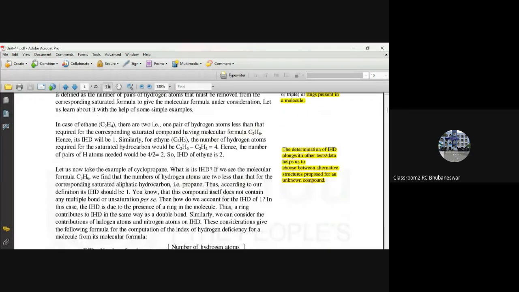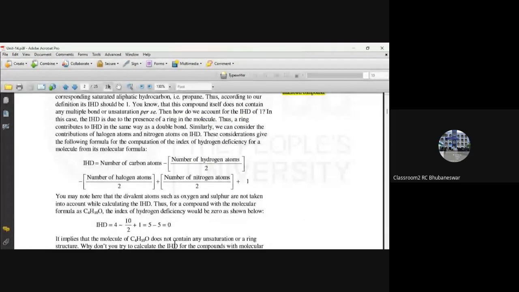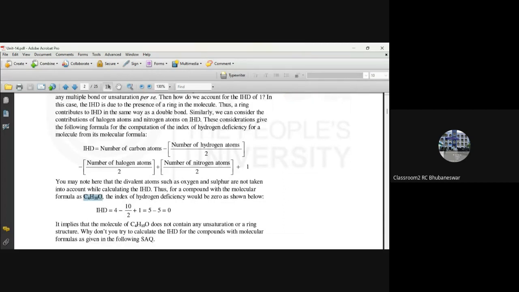So, how to do that? This is IHD, that is, the number of carbons present minus the number of hydrogen atoms divided by 2, minus the number of halogen atoms divided by 2, plus the number of nitrogen atoms divided by 2, plus 1. This is your IHD.